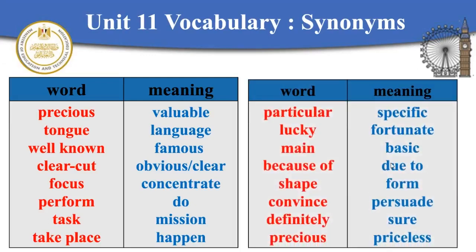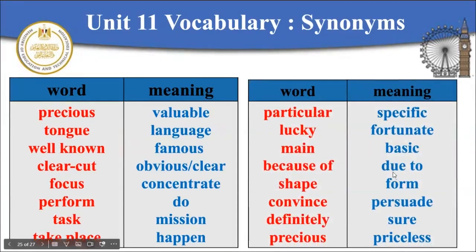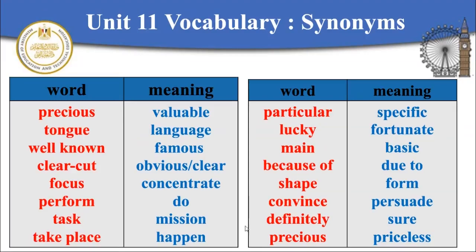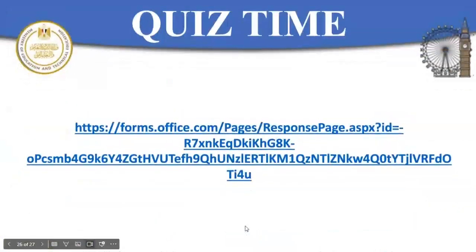We have the word particular, specific. And lucky, we call it fortune. And main, basic. Because of, due to. Shape, form. And confidence, persuade, confident, sure. Definitely, sure. Precious means priceless or very valuable.